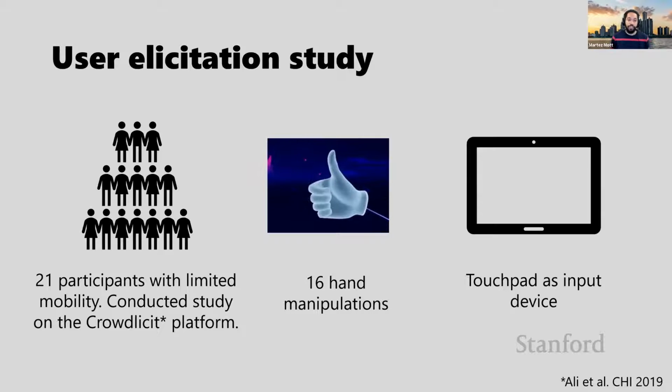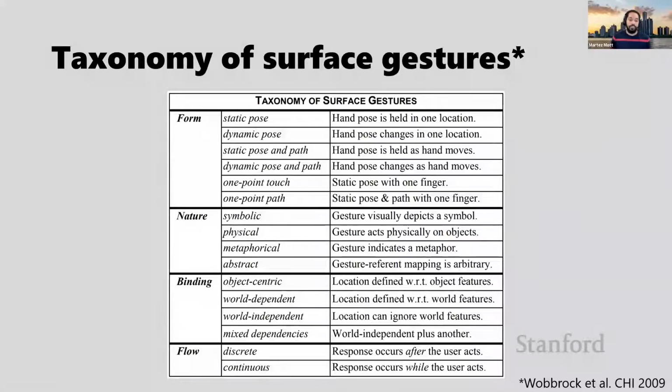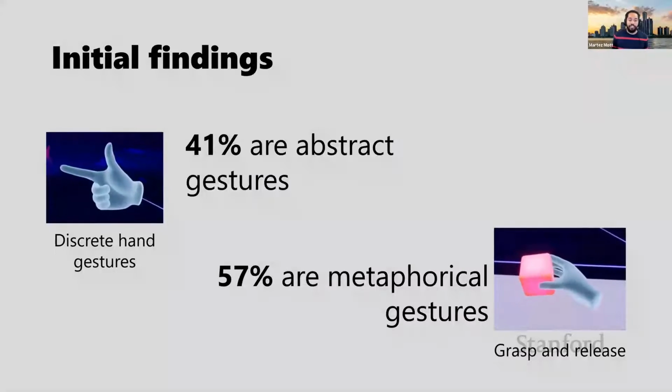Before we get to some of the things we found initially, to analyze this, we looked at the taxonomy of surface gestures by Wobbrock et al. That looked at how we can analyze different gestures that people make on a touchscreen to understand how people's mental models of these gestures actually work. So some initial findings that speak to these notions of mental models: we looked at discrete hand gestures.